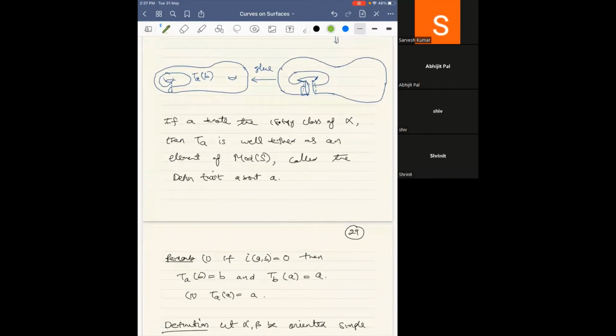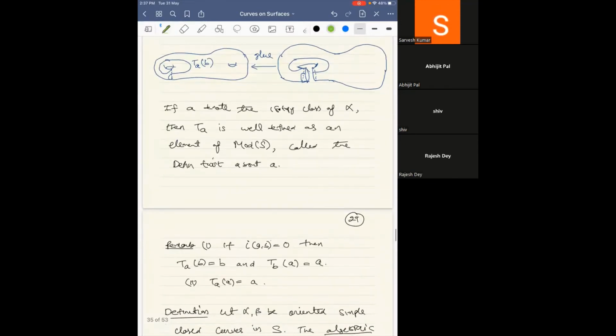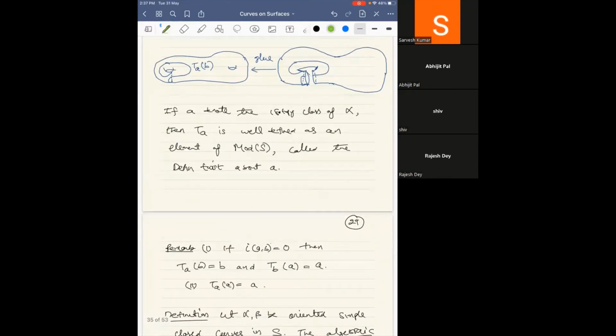So here are some maybe remarks. If the geometric intersection number of A and B is 0, then you can see this action, T_A on B, is just B. It will not affect it, as you can see from the definition. And similarly, T_B of A equals A.